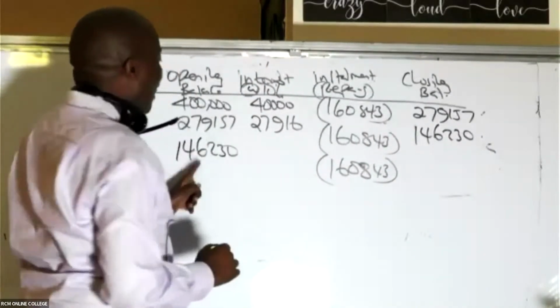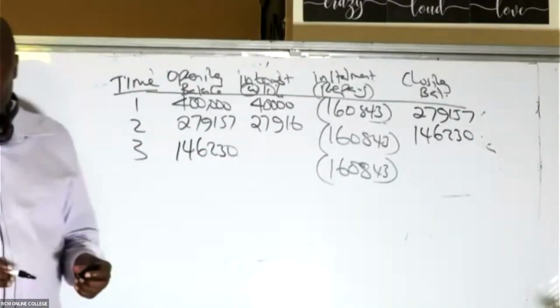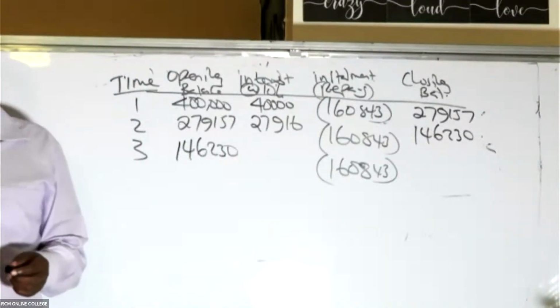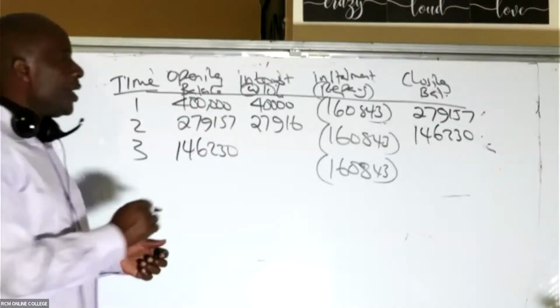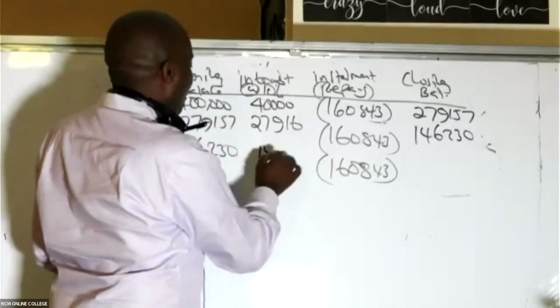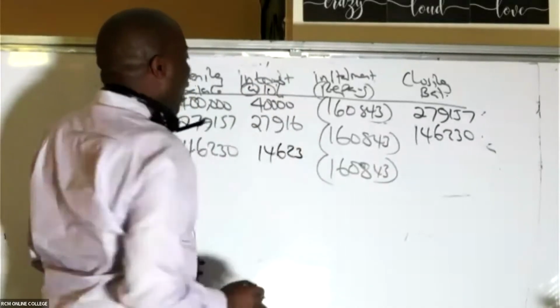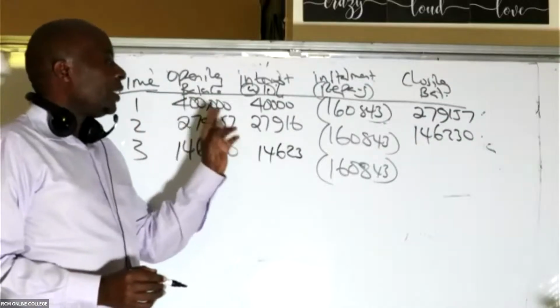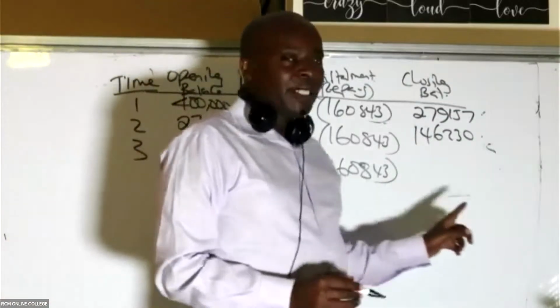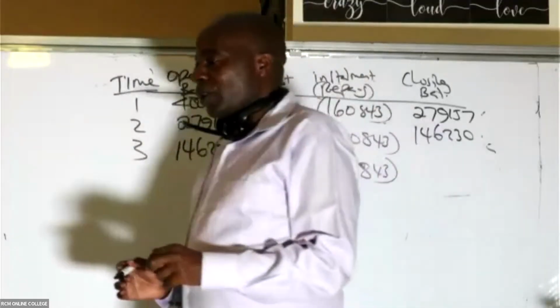Let this figure earn interest. 14,623. It's 10%, remember. 14,623. How do we get the closing balance? We shall take the opening balance, we add the interest, and then we deduct, in this case here, the repayment. So what are we getting, somebody here?